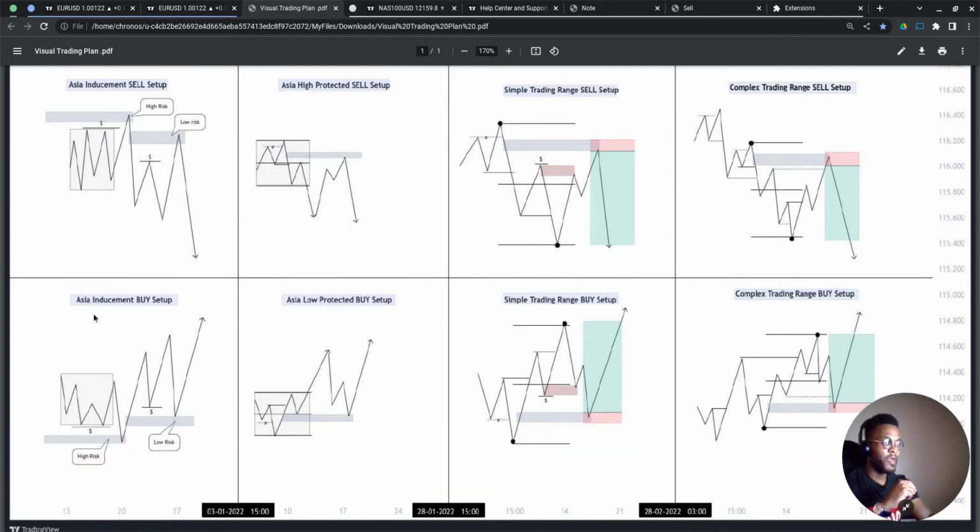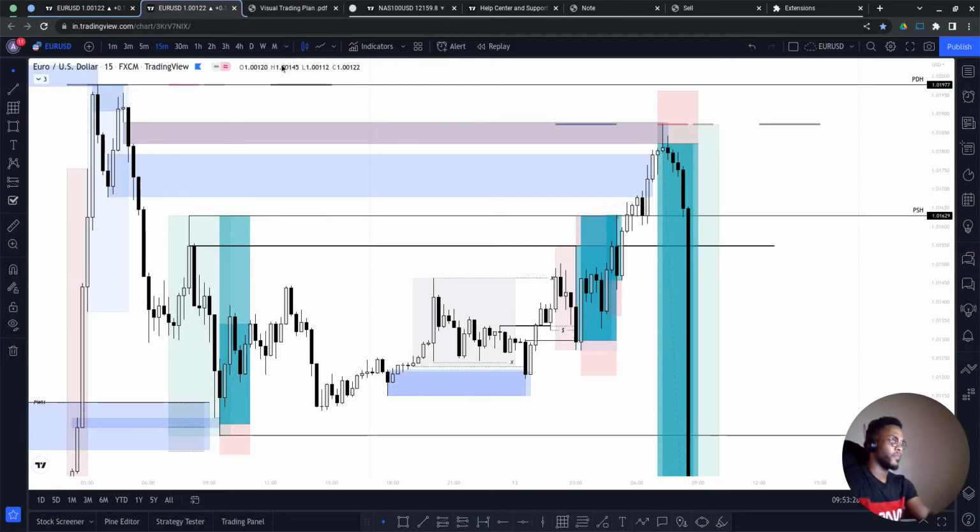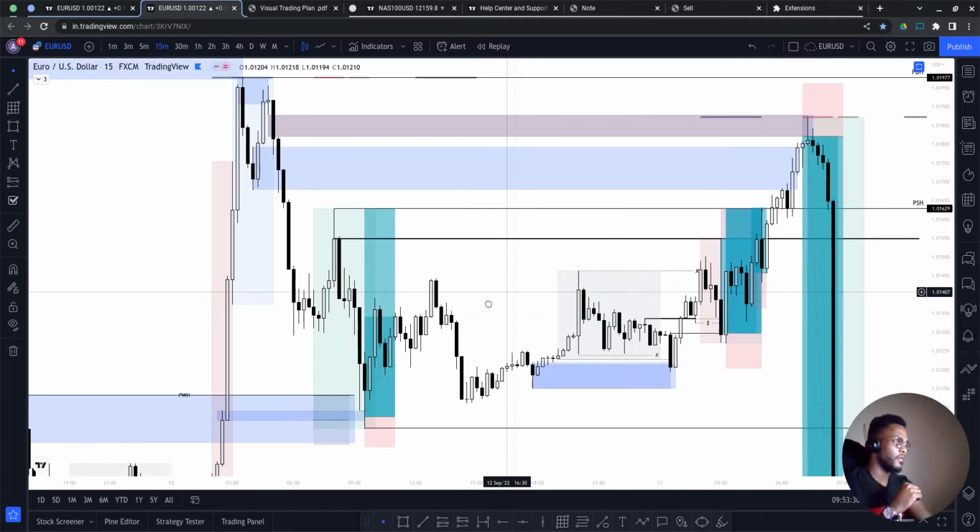See this? That's my Asia inducement buy setup. I have Asia low, I have a POI below. That's a high risk entry, but that's an entry I hit almost every single week. Yeah, every other day, I would say. So I missed this. It was out of the kill zone, so I didn't execute.